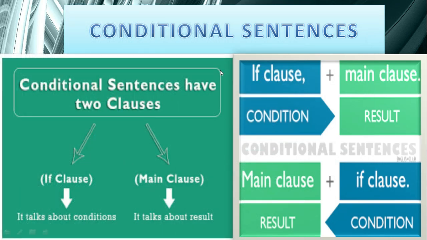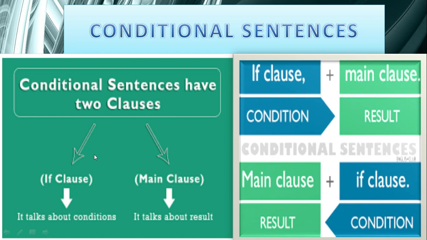First, you should know what conditional sentences are. Conditional sentences consist of clauses. There are two clauses. One is the if clause and the second is the main clause. The if clause talks about the conditions, and the main clause talks about the result. It means that there is a condition in the first clause, and in the second clause it is the result that you describe. And in conditional sentences, you can also interchange the clauses.